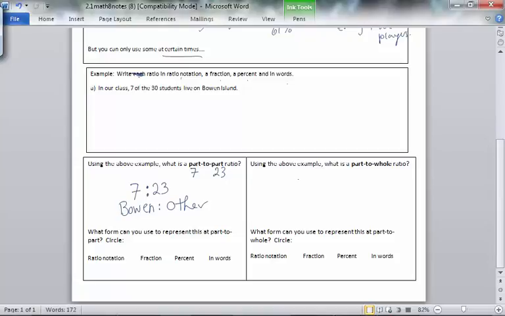Now, the question before didn't really specify that it should be part to part or part to whole. So there's a good chance you probably did a part to whole, which would be 7 out of 30 total, which would be Bowen, total students. And part to part to whole.